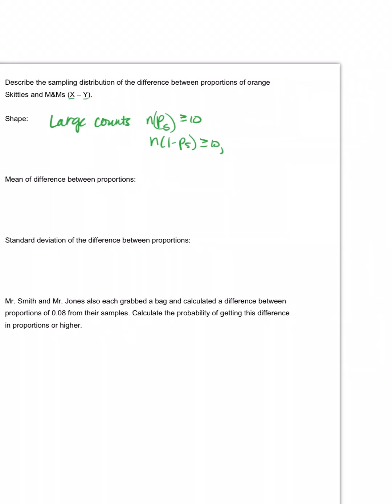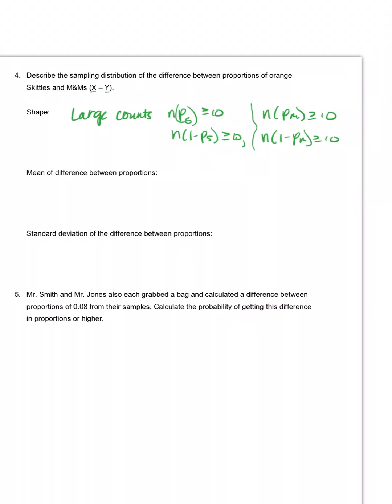And then what we did with the M&Ms. N times the proportion of M&Ms greater than or equal to 10. And the complement. So we checked both samples. And what did we find? We found that they both pass the large counts test, so we can conclude it's approximately normal. So I'm just going to make a note. We passed on the previous page. We showed our work. But we would check large counts.